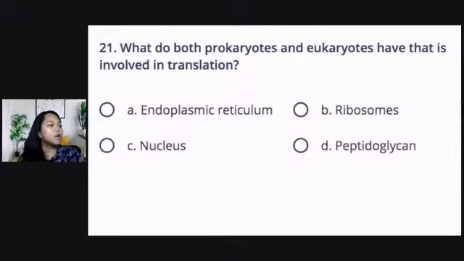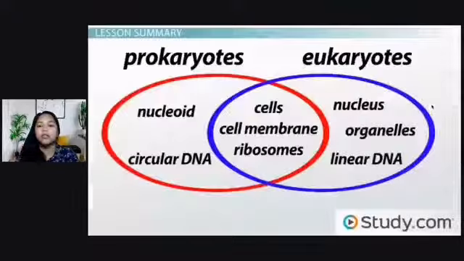Okay, ano kaya yung tamang choice for number 21? Number 21, what's the correct choice? I see B's for number 21. Okay, and letter B here is the correct choice. Tama yung letter B, no? Ribosomes, because these are, of course, the organelles that are involved in translation. Tingnan natin yung inyong slide.